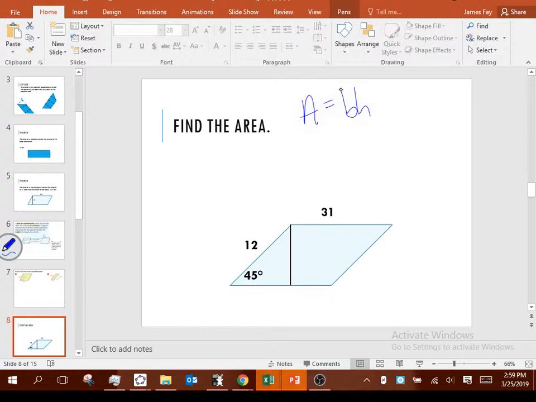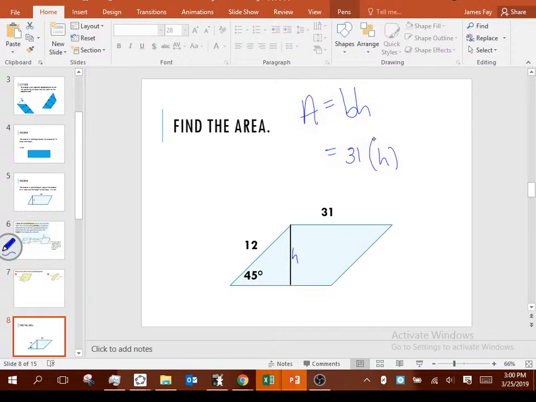Hold on a second. In this case, the 12 and the 31, okay? You can't just multiply those together. Does everybody understand that? One of them is not a height, one of them is not a base, depending on how you want to look at it. So what would most people say that 31 is? 31 is the base, okay?